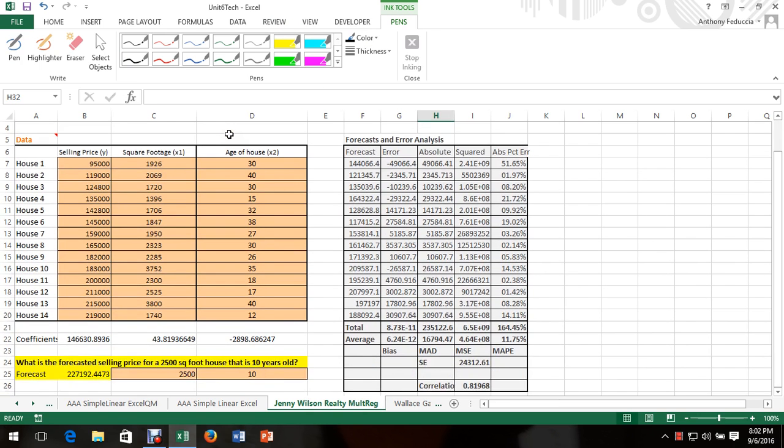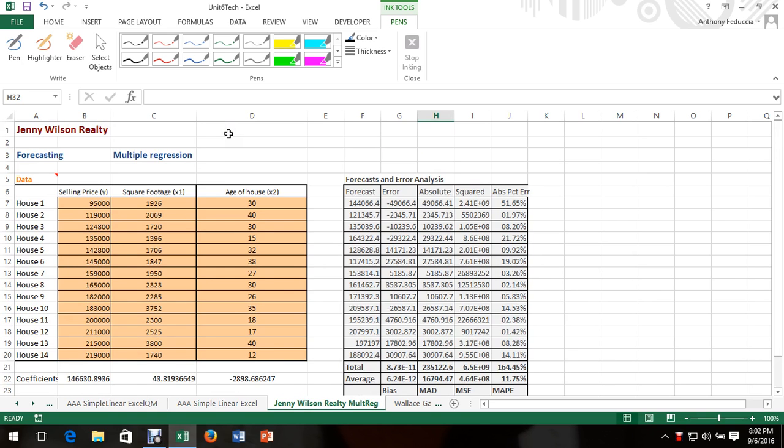In this case, this realty company has data on the selling price of houses versus their square footage and age of house. You notice we have two variables here, X1 and X2. Previously, we just had one, which was payroll. Now we have two. So what we want to know is there a relationship between square footage, the age of the house, and the selling price? The selling price is the thing we want to predict based on these two variables.